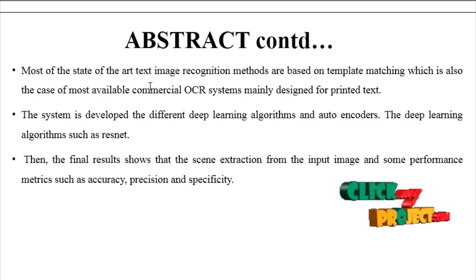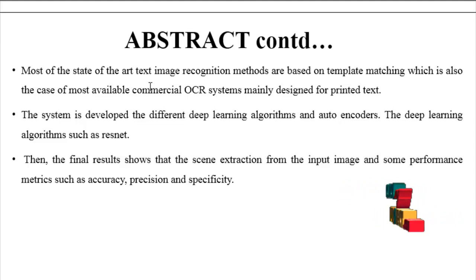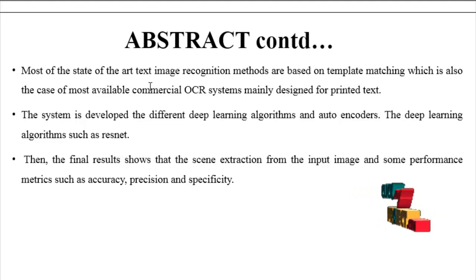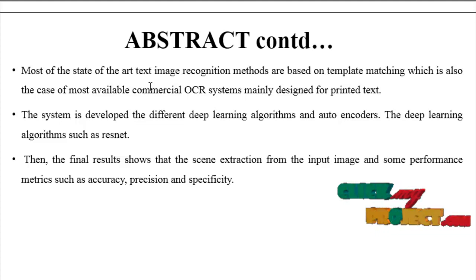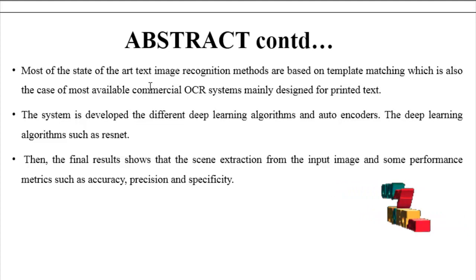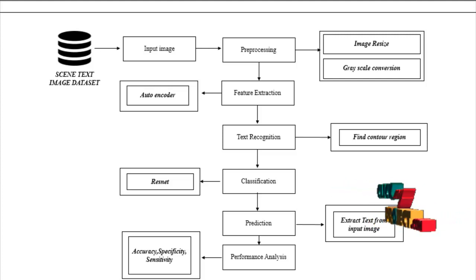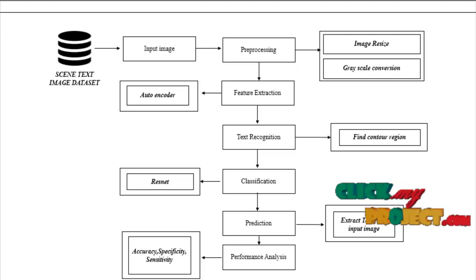Then the result shows the scene text extraction from the input image, and we have estimated some performance metrics such as accuracy, precision, and specificity. So this is the overview of our project. Then we are going to see the flow diagram. So this is the flow of our project.